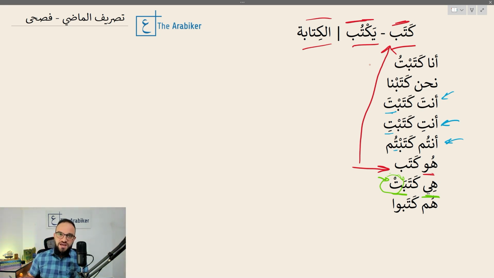For example, check out the vowels on the letter ta. Ana katabtu. I wrote. And on different conjugations. Anta katabta. You, masculine, wrote. Anti katabti. You, feminine, wrote. By the way, some pronouns will give you some hints, right? Anta katabta. Anti katabti. Antum katabtum. Some of them, not all of them.